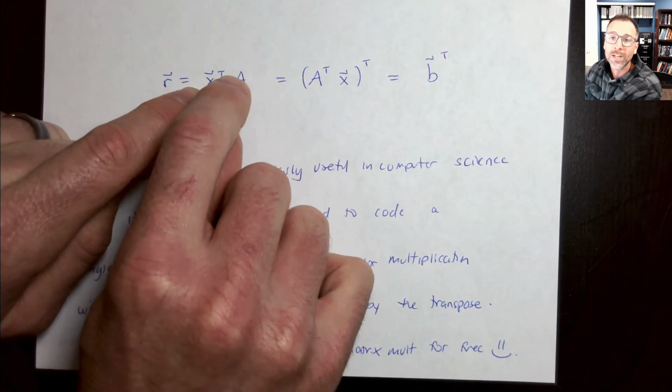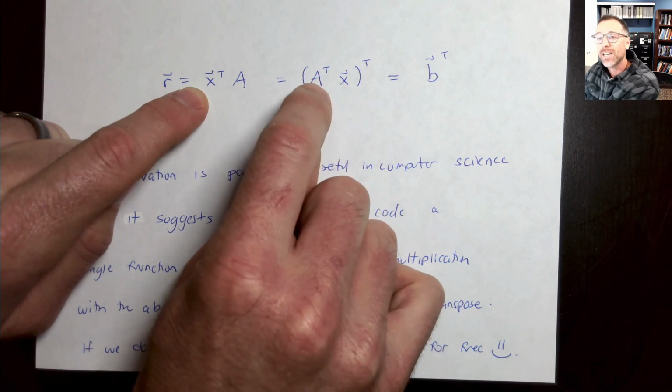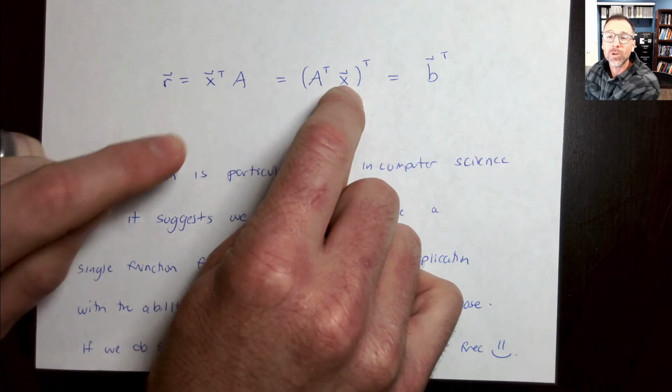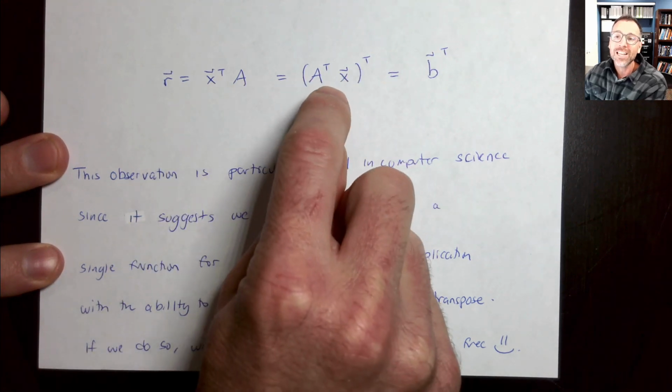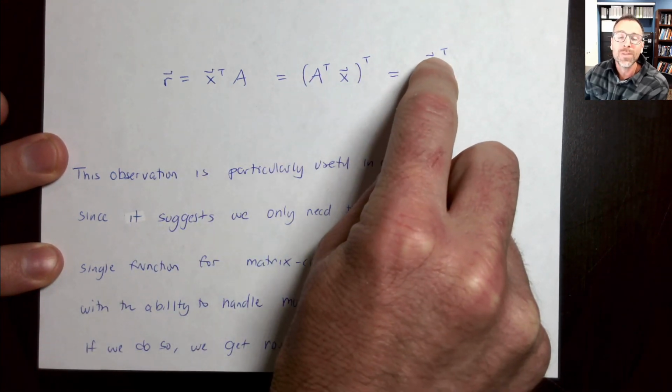This was true for all values from k goes from 1 to n, which means (Ax) transpose is the same thing as x transpose times A transpose. That's exactly what we wanted to show. Here we've taken a scalarized approach.